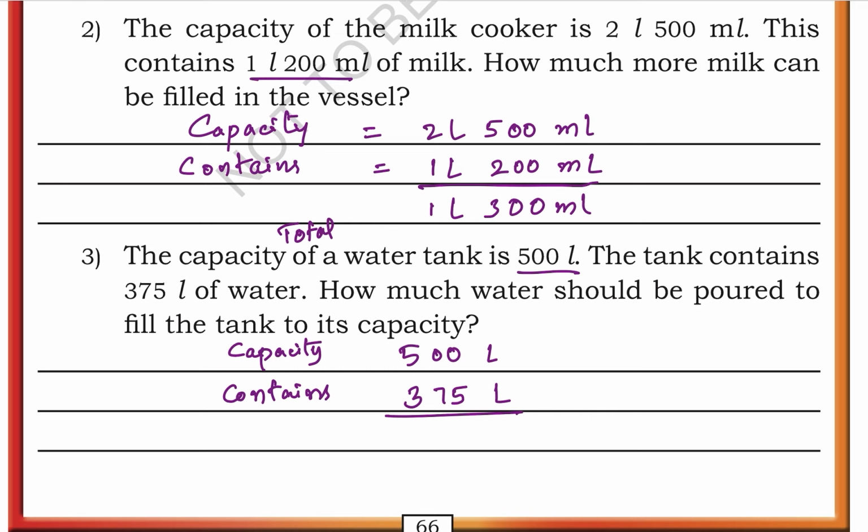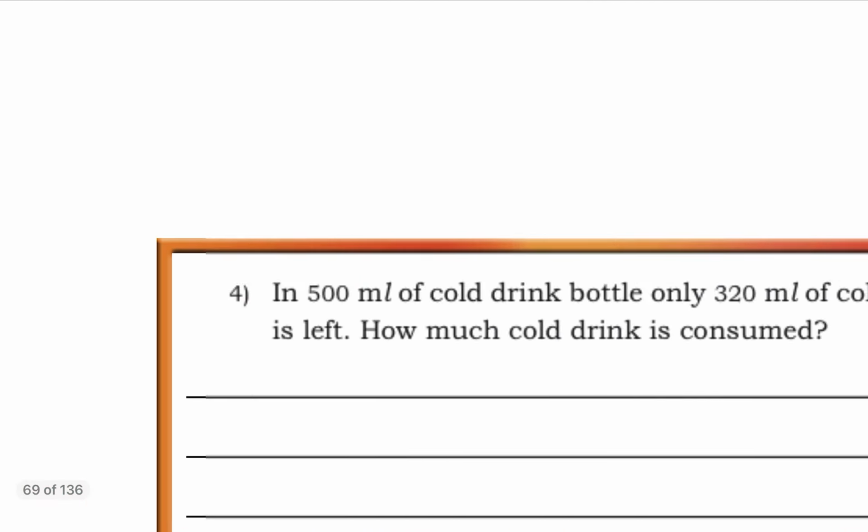It is a 500. Now, subtract. 10 minus 5, 5, 9 minus 7, 2, 4 minus 1, 3 liter. Mention the unit. If we pour 125 liters of water, the tank will be full. This is the answer. You have to write the statements, okay, in the exam.